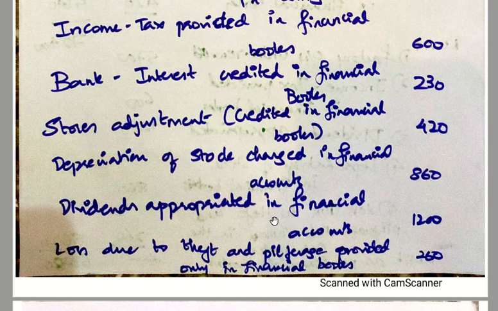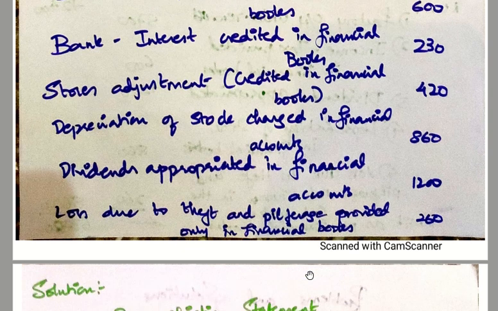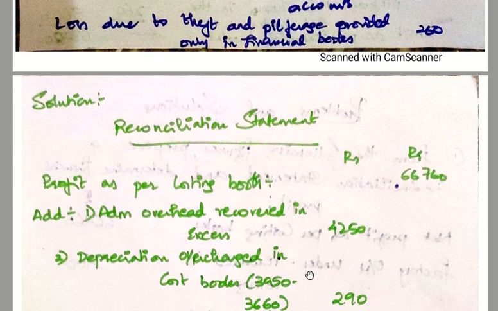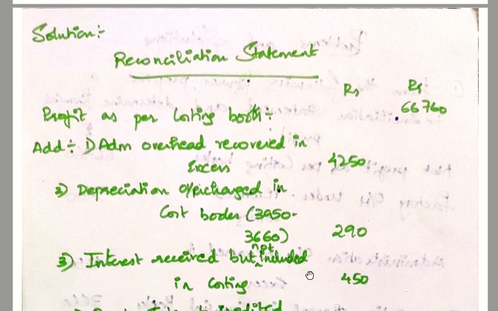Dividends appropriated in financial accounts. So if you see here, it is different. Dividends appropriated, it is not dividend received or not received, but it is appropriated in financial books. So it is basically a financial charge which is a financial expense, so you will minus it. Loss due to theft and pilferage provided only in financial books, which is an expense, financial expense, so you will minus it.